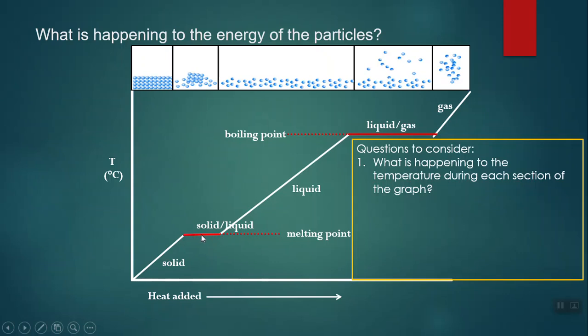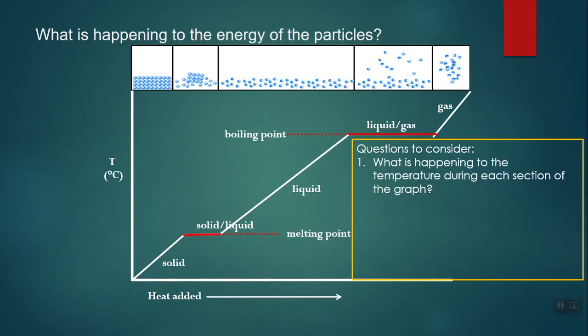Temperature, nothing happens to the temperature. Temperature stays constant, right? It doesn't change. And so it stays constant. And at this point, it's not that nothing is happening. Heat is still being added to our substance, right? So as heat is being added to our substance, something is happening at the molecular level, which we're going to get to in a couple of minutes.